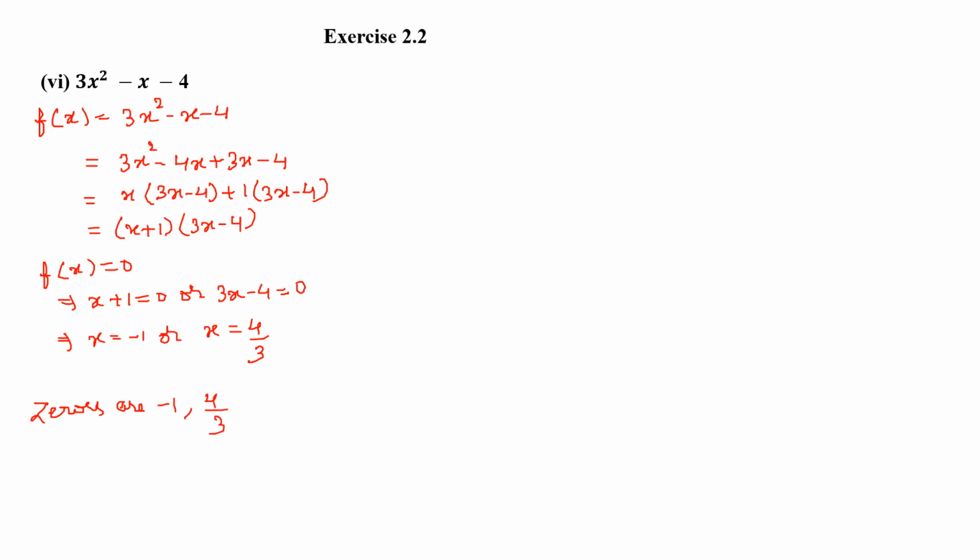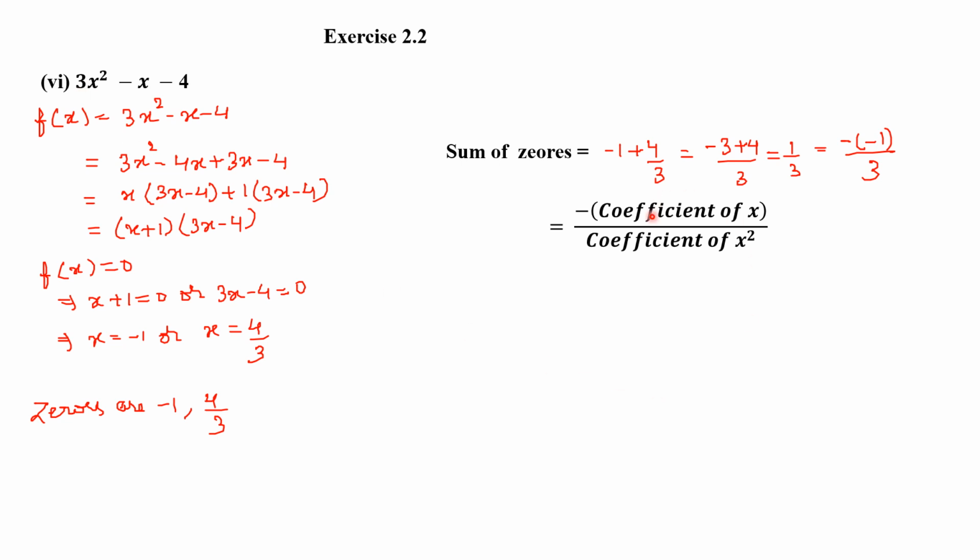Now next I have to verify the relation. Sum of the zeros equal to minus 1 plus 4 by 3, which is equal to minus 3 plus 4 by 3, equal to 1 by 3, which can be written as minus of minus 1 by 3. And you can see minus 1 is what? Minus 1 is the coefficient of x and 3 is the coefficient of x square. So this is the relation.